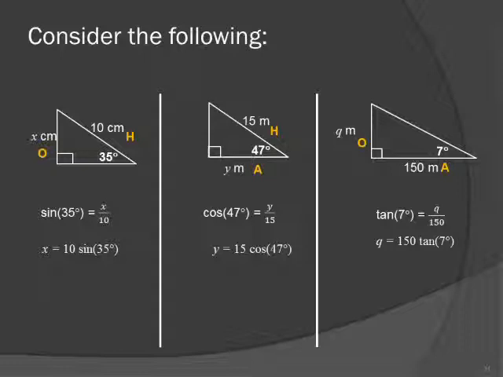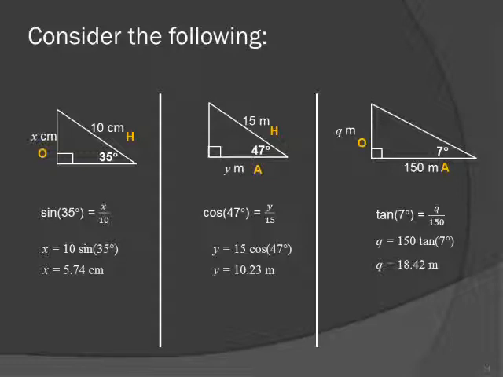So in the first one, x is 10 sin 35. In the second one, y is 15 cos 47. And in the third one, q is tan 7 degrees. So we put those in the calculator.